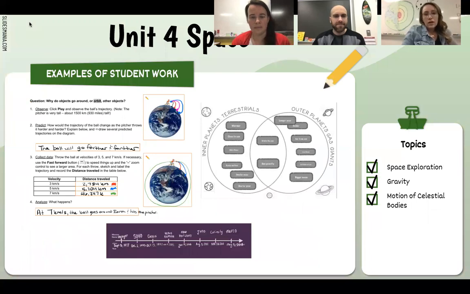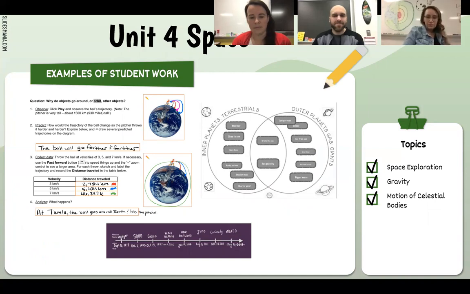And then our next unit was our space unit, which I think they enjoyed probably the most. And we did gravity, which was this first gizmo, and they had to determine that gravity ruled our universe and our solar system.